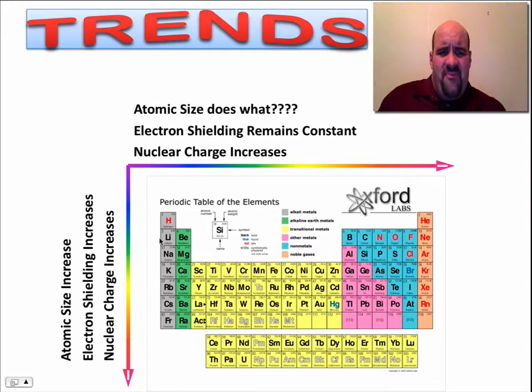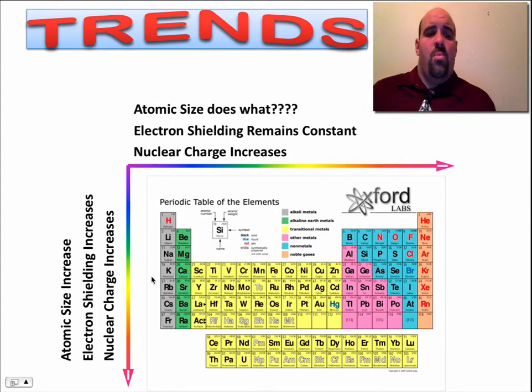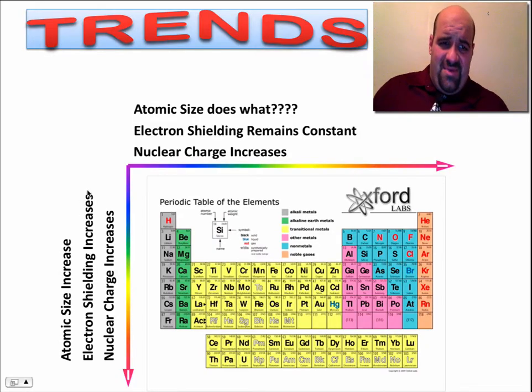So to summarize some of our trends, again, nuclear charge increases, proton number increases as we go across, electron shielding remains constant going across. Atomic size, we kind of saw that it gets smaller, but we're going to explain why now. Nuclear charge increases going down, shielding increases going down. The repulsion from like charges is increasing because there's more electron energy levels. And of course, atomic size is increasing because there's more energy levels.